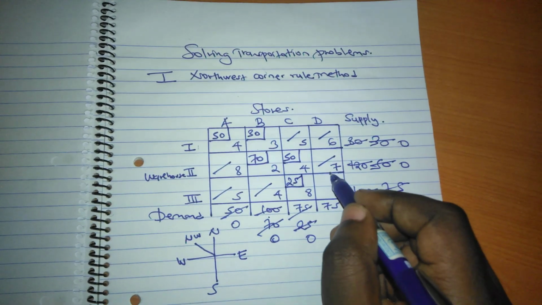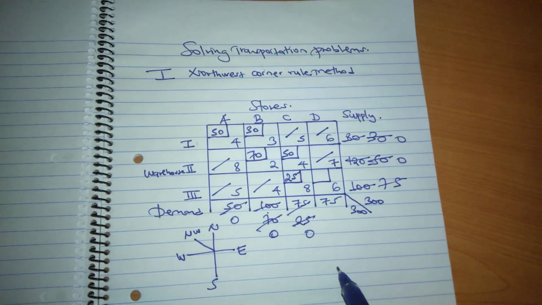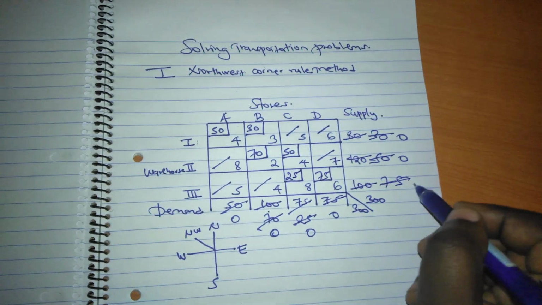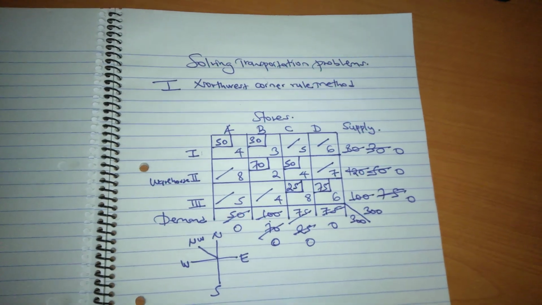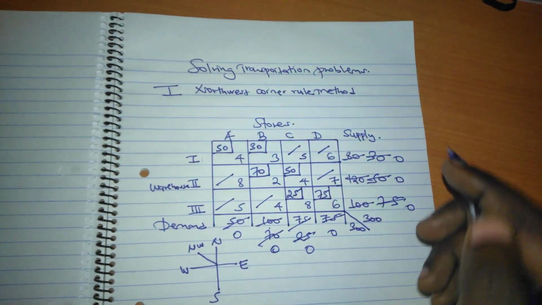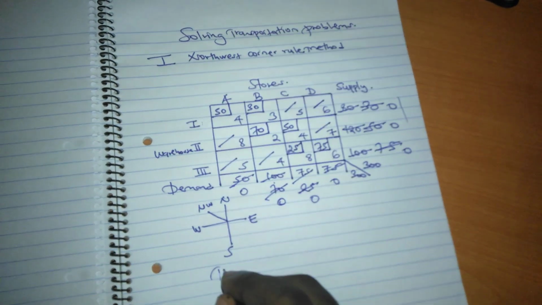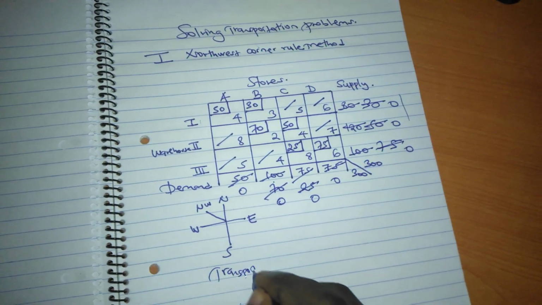And finally, we have the final cell, the northwest. There's 75, we have 75 there. 0, 0. So since you have allocated everything and supplies and demands are all zeros, we can now establish our transportation cost.